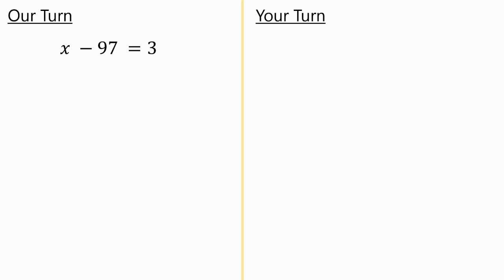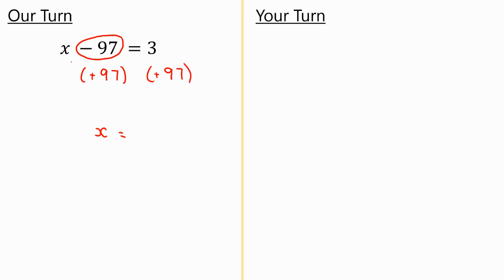So I want to circle anything that's on the same side as the x that isn't the x. What am I going to circle this time? It's going to be the minus 97. And what I want to do is get rid of that take away 97 from the left-hand side so that x is left on its own. How do I get rid of a take away 97? Well, we need to do the opposite, the inverse, which is adding 97 on.